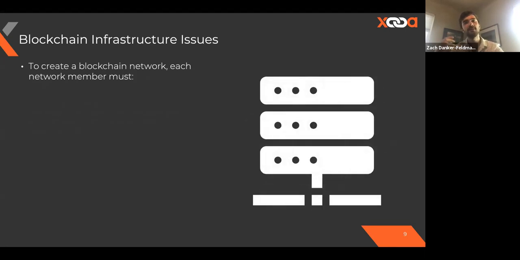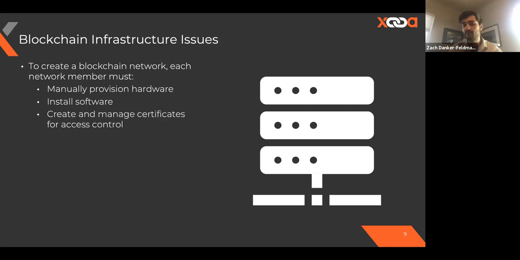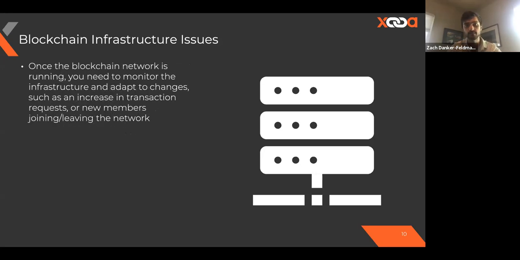It also has many infrastructure issues that underlie it. To create a blockchain network, each network member must manually provision their own hardware. They must install their own software. They must create and manage certificates for access control. And they need to configure their networking components. Then after all of that, once the blockchain network is actually running, you need to monitor the infrastructure and adapt to changes, such as an increase in transaction requests or new members joining or leaving that network.